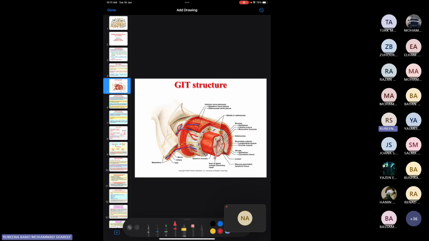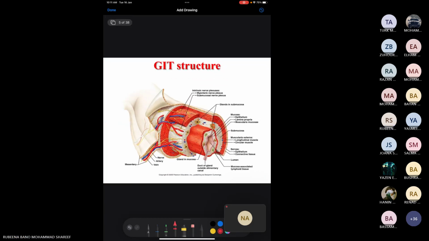Now, this is a very important structure, the GI wall. This basic structure is the same throughout the GIT, right? There are 5 layers. This is the GI wall, and it has 5 layers: 1, 2, 3, 4, 5. We will see it from outside to inside. The outermost layer is the serosa. You can see this is the outermost layer of the GI wall. This is the serosa, which consists of epithelium and connective tissue.